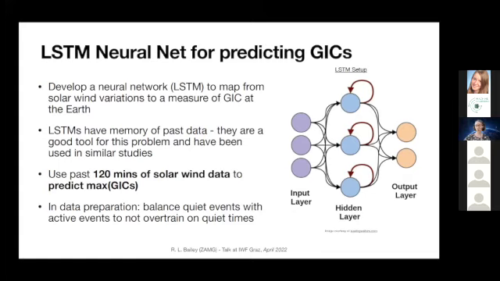It being measured at L1 gives us an advanced lead time of about 20 to 60 minutes, depending on the solar wind speed. And that's then used to predict the maximum level of GICs in the 40 minutes following measurements, or in the 30 minutes actually.